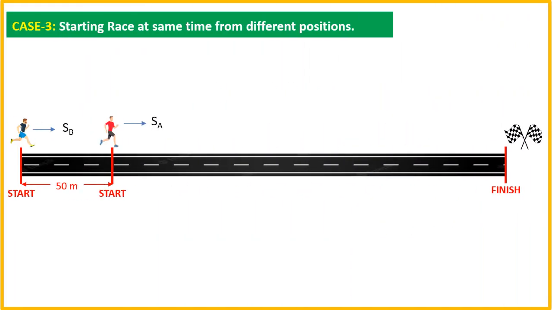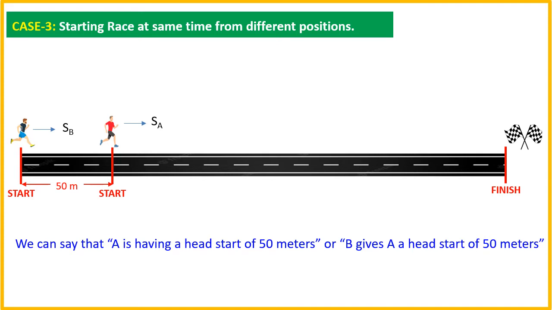Case number 3. Starting the race at same time from different positions. Here from the figure you can see that the person B is starting from the start point and person A is starting 50 meters ahead of the start point. So again, in this case, A is in benefit. Here we can say that A is having a head start of 50 meters, or even we can say that B gives a head start of 50 meters.